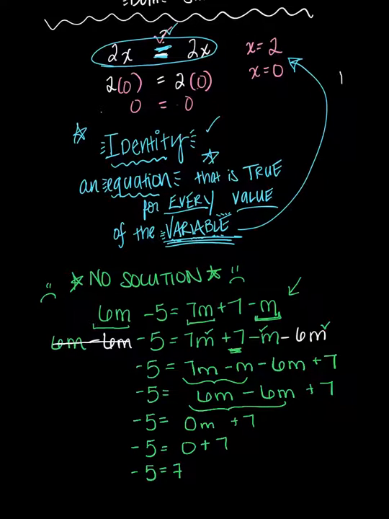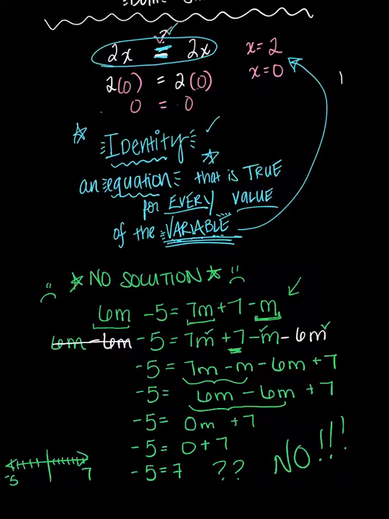Can negative 5 equal 7? Is that true? No. At no point on my number line does negative 5 equal 7. They're at totally different points. They can never be the same. Oh no, this problem has no solution.